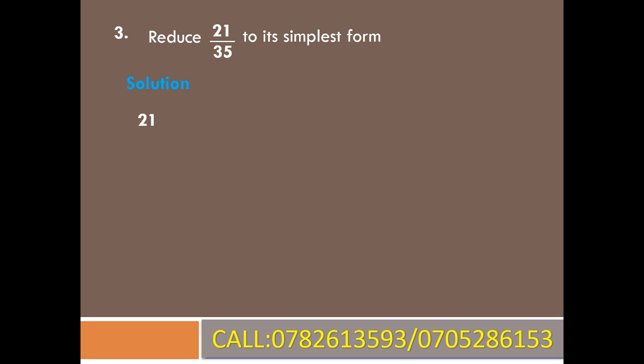So we are going to simplify 21 out of 35. I will take 21 divided by 7 out of 35 divided by 7. So 21 divided by 7 will give us 3. 35 divided by 7 will give us 5. So 21 out of 35 is equivalent to 3 out of 5.